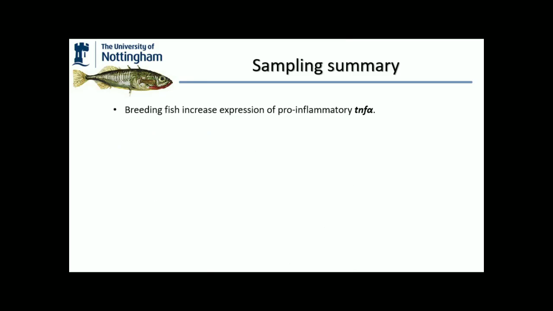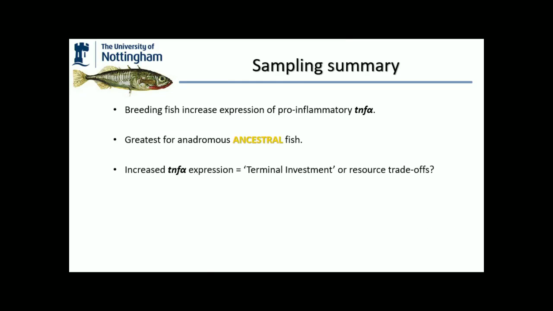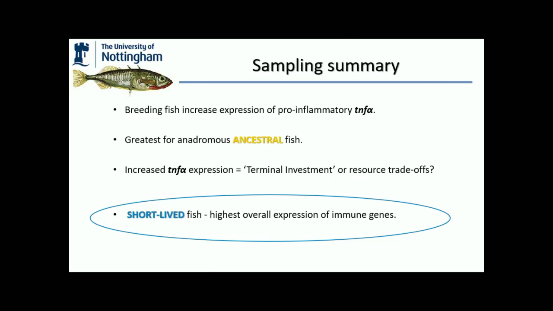So just to summarize the sampling, we showed that breeding fish increased expression of inflammatory TNF-alpha, and this is greatest for ancestral fish. So what might be happening is that we might have some terminal investment going on where autoimmunity is being traded off against a single breeding event, or there may be sort of resource trade-offs involved in inflammatory regulation. But interestingly, this idea that the short-lived fish had the highest overall immune expression is something which I thought was really interesting, and it's something that I want to move on to now.